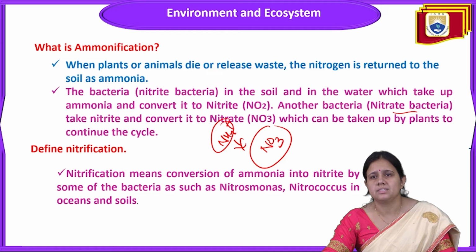And the nitrite bacteria in the soil and in the water take up ammonia and convert it to nitrite, and some other bacteria, nitrate bacteria, take nitrite and convert it to nitrate, which can be taken up by plants to continue the cycle.